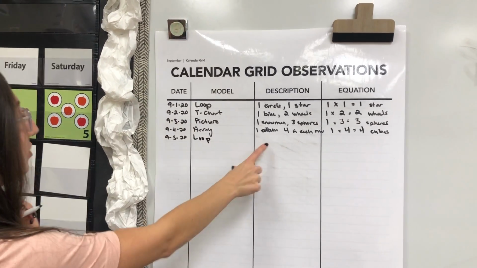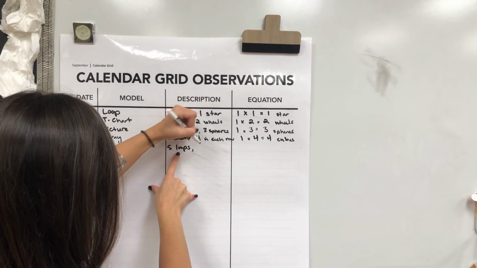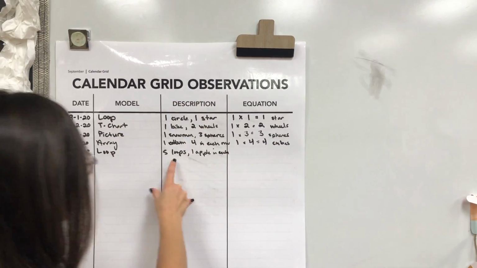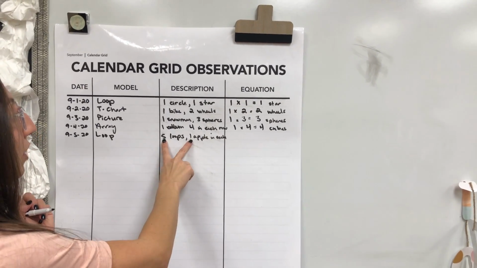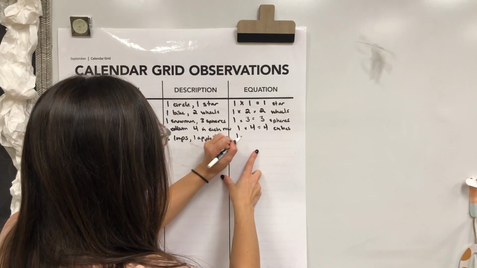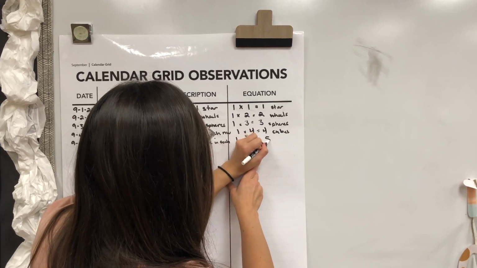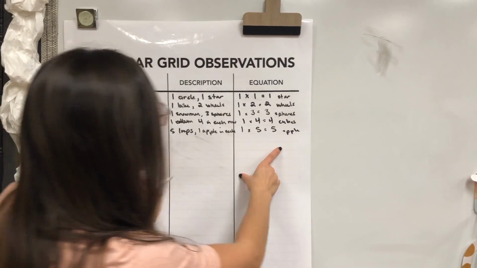It would be a loop. So what did I see? I saw 5 loops or circles and 1 apple in each. So to write an equation, now it's going to be a little bit different. You'll notice my 5 came first. The commutative property tells me I can write them either way and get the same answer. So I'm going to start with my 1. That 1 apple in each times 5 loops. We have 1 times 5 equals 5 apples because in my picture I had 5 apples.